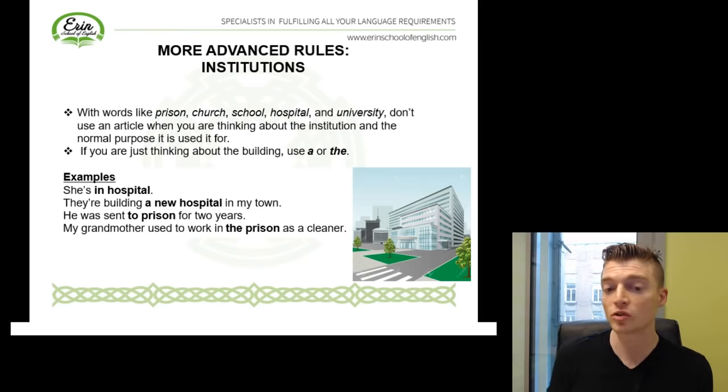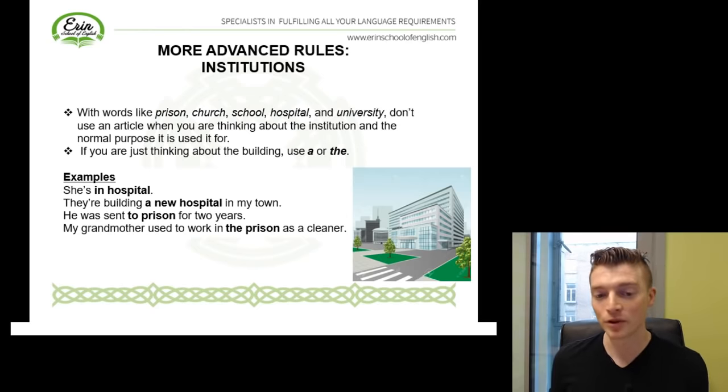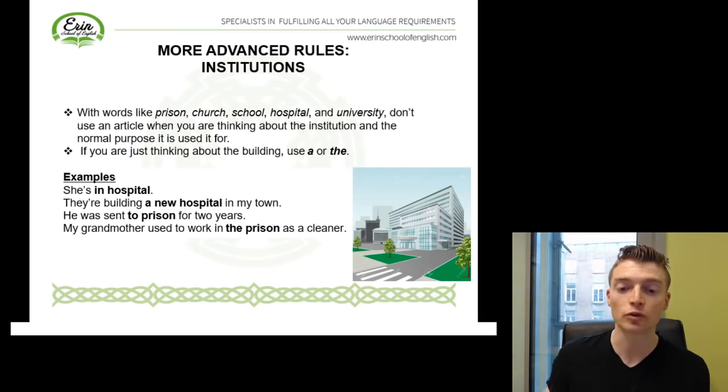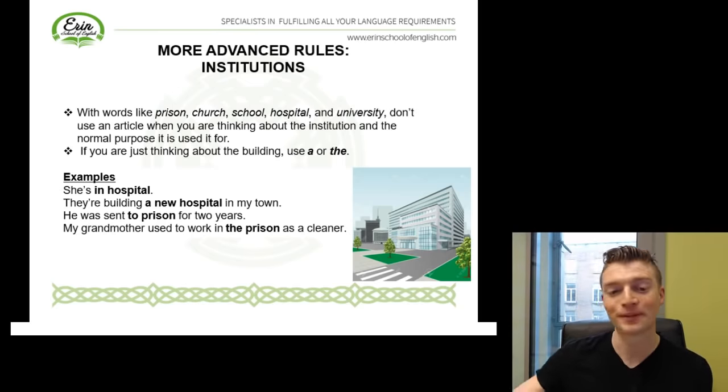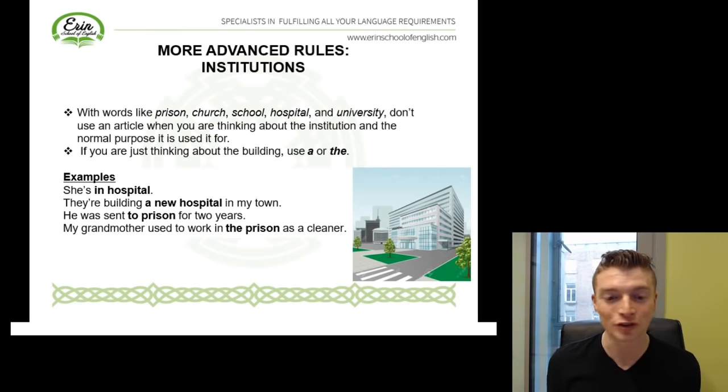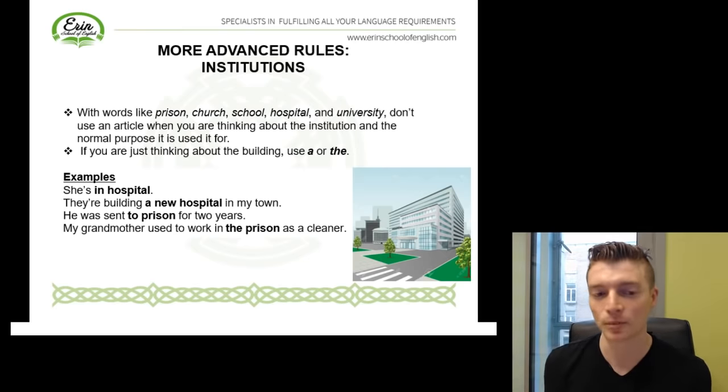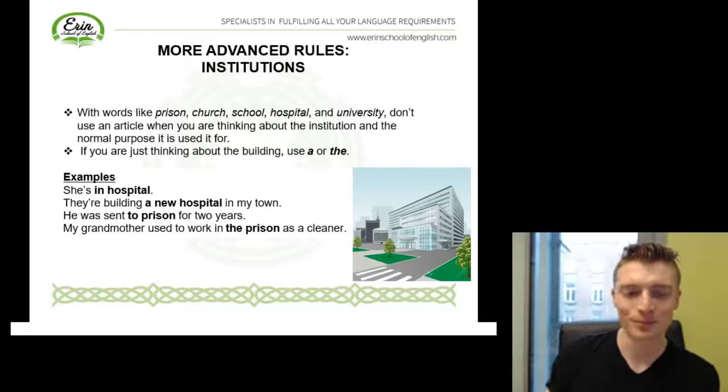He's in hospital. She's in prison. However, if we're just referring to the building, then we use an article. Another example, they go to church on Sunday. Probably go to church to pray. However, maybe you're giving someone directions. Walk past the church. It's the same word, church, but now we're just talking about the building, not the institution and its purpose. Okay, great.